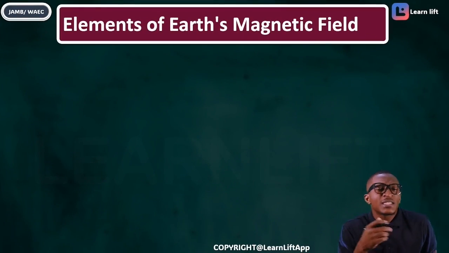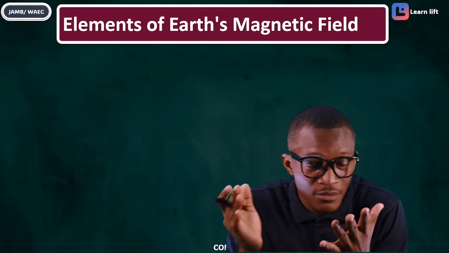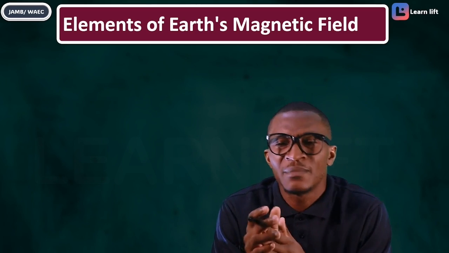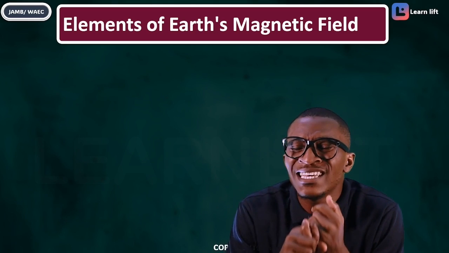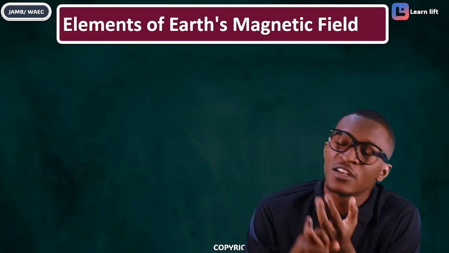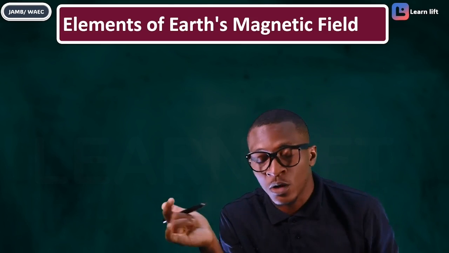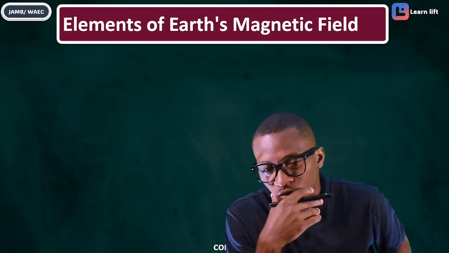Now quickly, if you say you understand, there are three elements that make the Earth's magnetic field. Number one, we have what we call the angle of dip, also called the angle of inclination. Number two, we also have the angle of declination, also called the angle of variation. And number three, we have the horizontal and the vertical component. We want to talk about that.